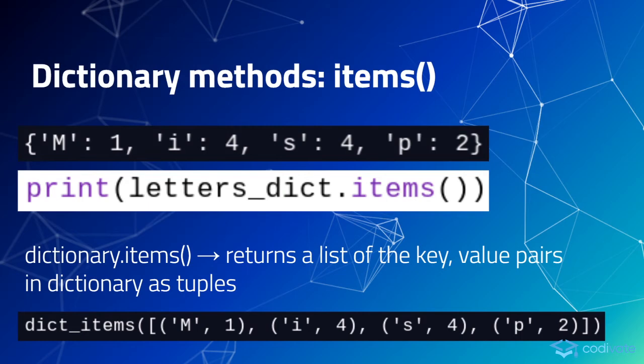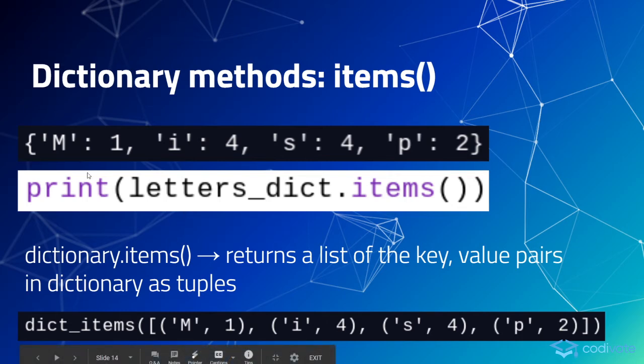Alright, let's go through a few more dictionary methods. Another method that is pretty useful is the items method. If we call this method on a dictionary, what it does is it returns a list of the key value pairs as tuples.